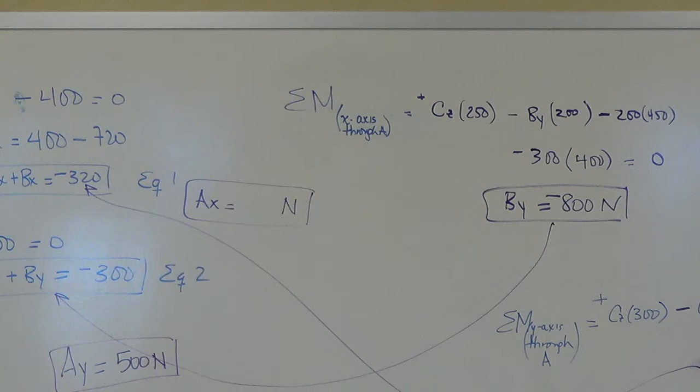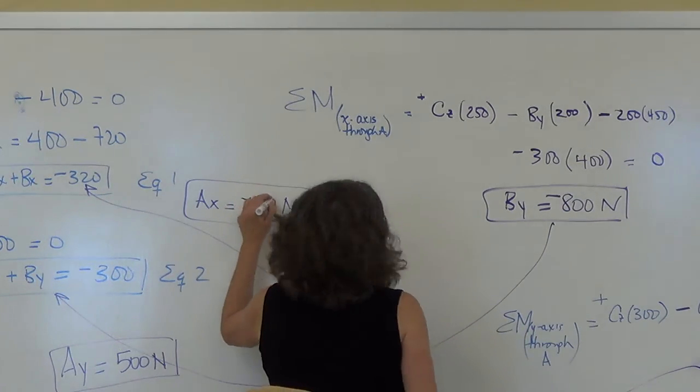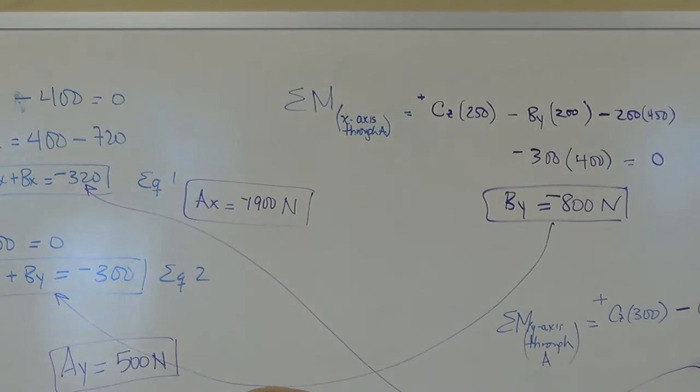Wow, you guys are fast. Negative 1900. Oh, I bet you're looking at my sheet, aren't you? Yep. Long thing.